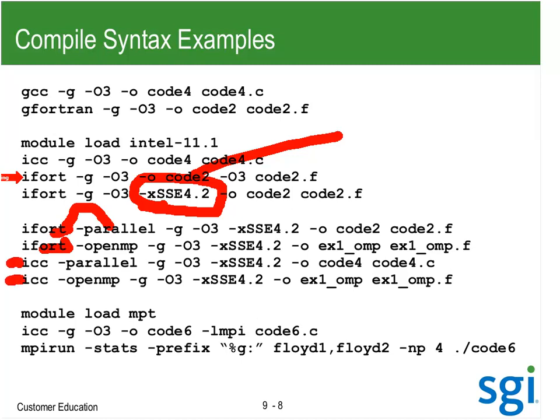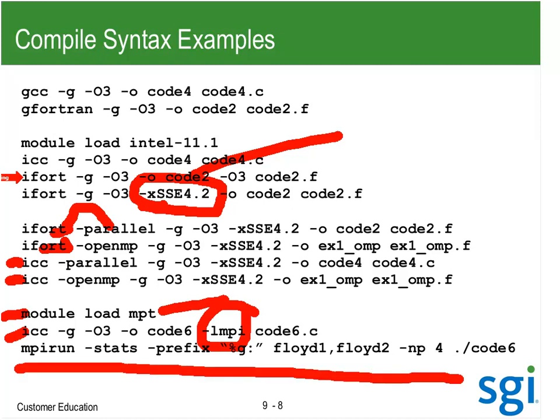Now for MPT, I need to load MPT, then compile it, and I have to include the library. And then I'm going to run an MPT application. You should have done that, but not multi-host. This one is running it across a couple of hosts. So this is how you run an MPI application. We need to go there tomorrow.